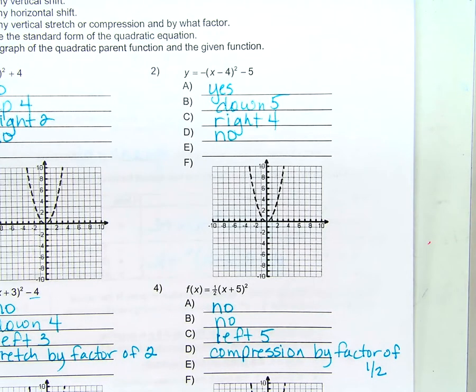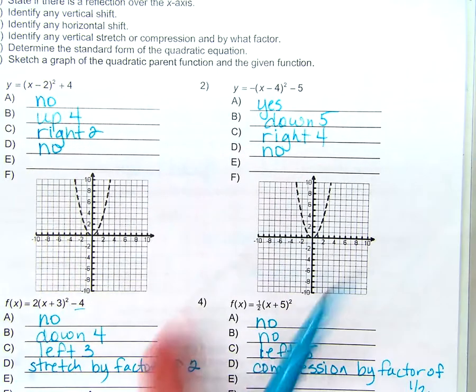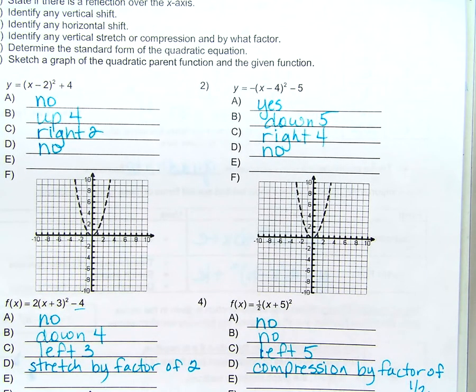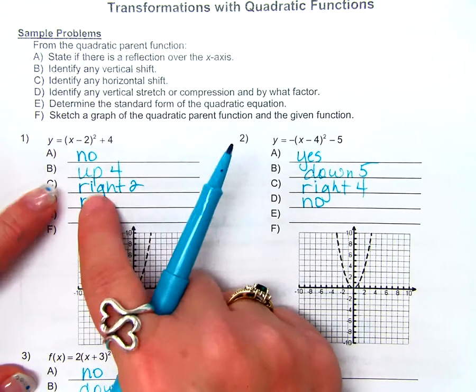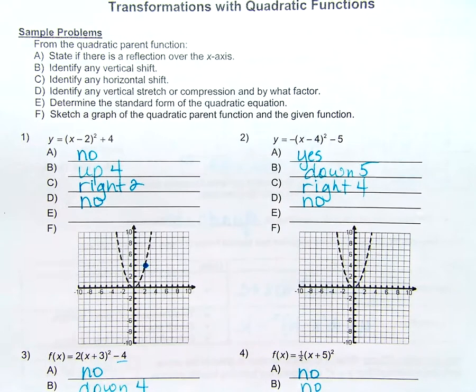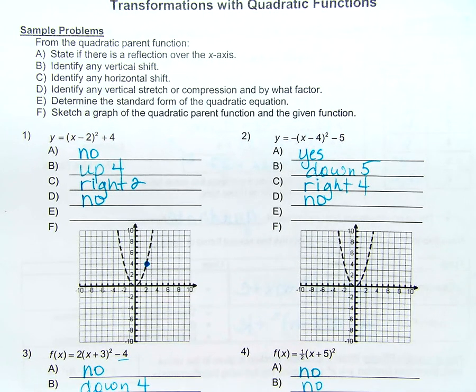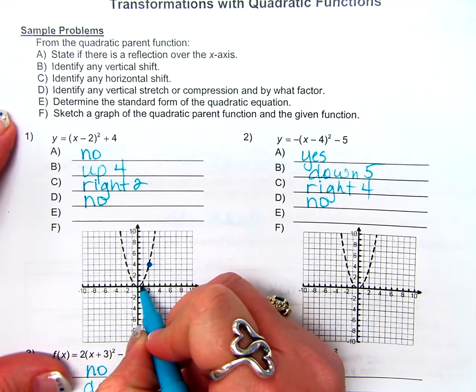The last thing is to sketch a graph. Oh, I got this. If you've told yourself everywhere it moves, sketching a graph is not hard, is it? It moves up 4 and right 2. Up 4 and right 2. That's the new vertex, isn't it? Is there a stretch or compression? Then it's the same shape that it was before, isn't it? If it's the same shape it was before, look what happens.